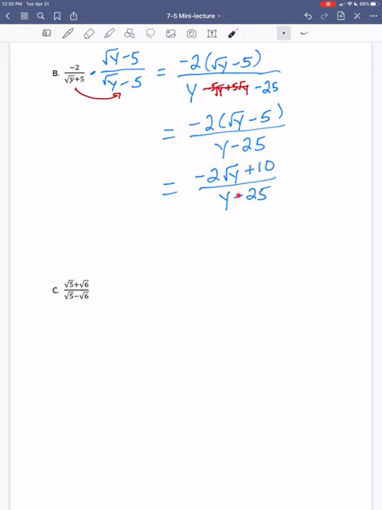This plus and this minus, those mess it up. I cannot cancel the 5's here. Don't get cancel happy on me. This really is all I can do in this problem.